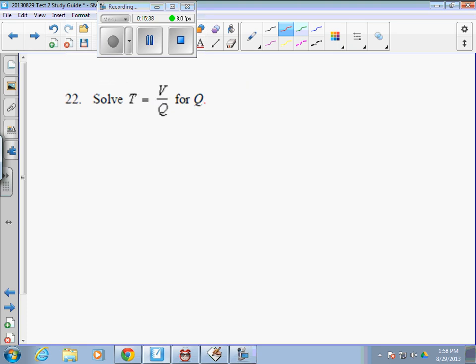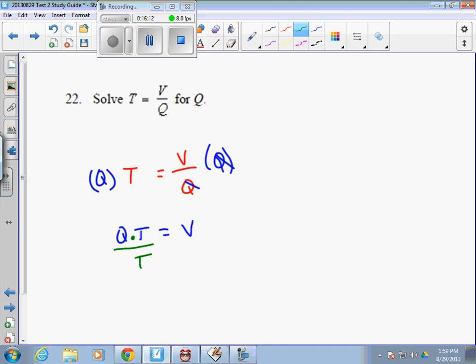22 says solve T equals V over Q for Q. Again, we want to move everything that's not Q. So we have V over Q. We have to get Q from inside the denominator. So that says divide by Q. Undo that by multiplying by Q. Do the same on the left. That's Q times T on the left now equals, these will cancel and give you V. We still don't have Q by itself. Do the inverse of multiply by T and divide by T. If you divide the left by T, do the same on the right. Q equals V over T. That's Q by itself.